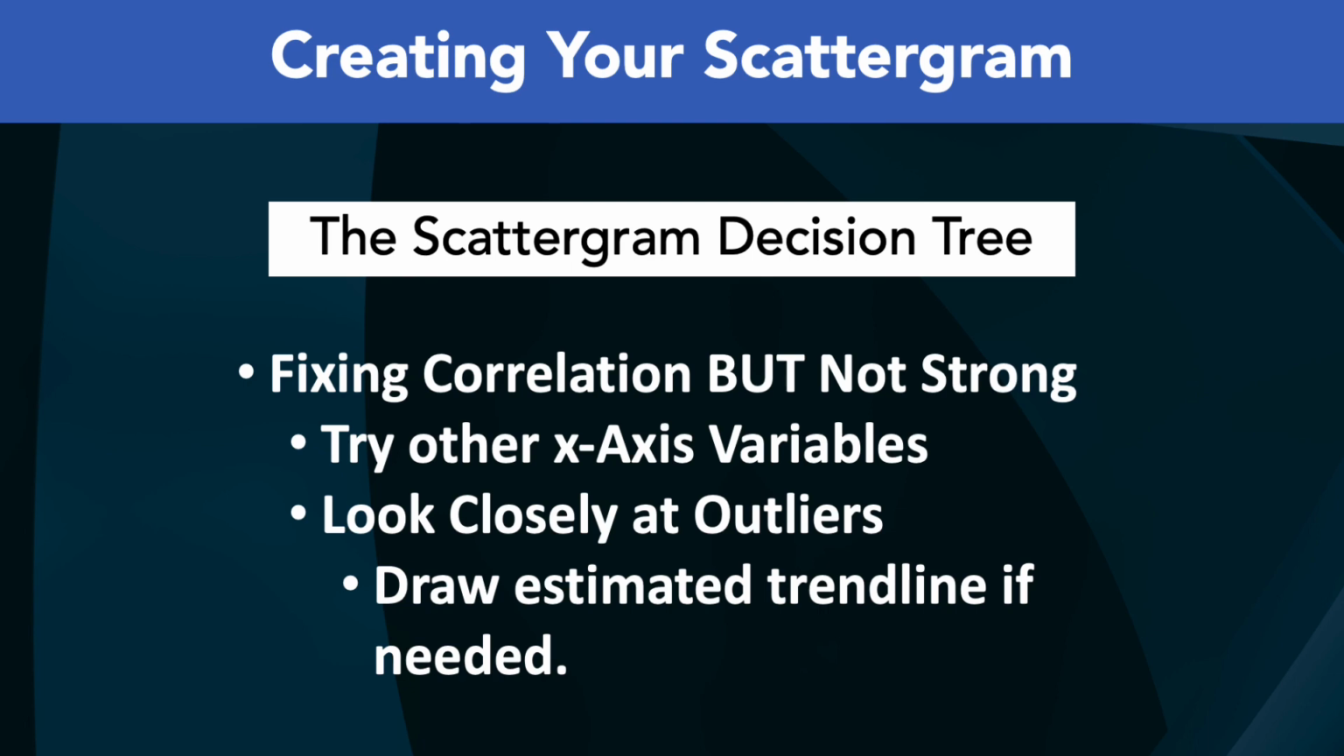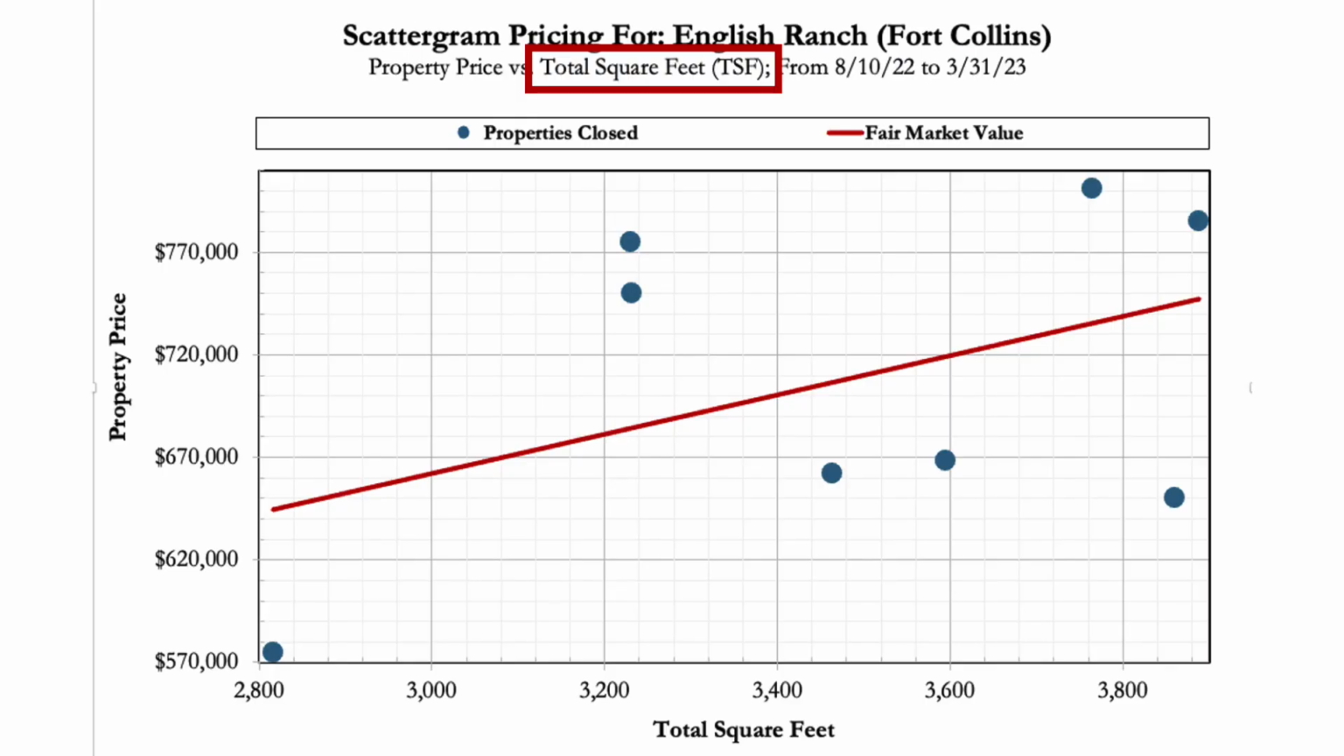Now, if it still isn't working, we can draw an estimated trend line, but in most cases, it works pretty well. So for example, this here is for the neighborhood called English Ranch, and we're looking at total square feet. You can see here that the line is up and to the right, meaning that there is correlation, but you can see that these sold dots are not necessarily on top of the line or very close. Now remember, the first thing we do is change the x-axis variables.